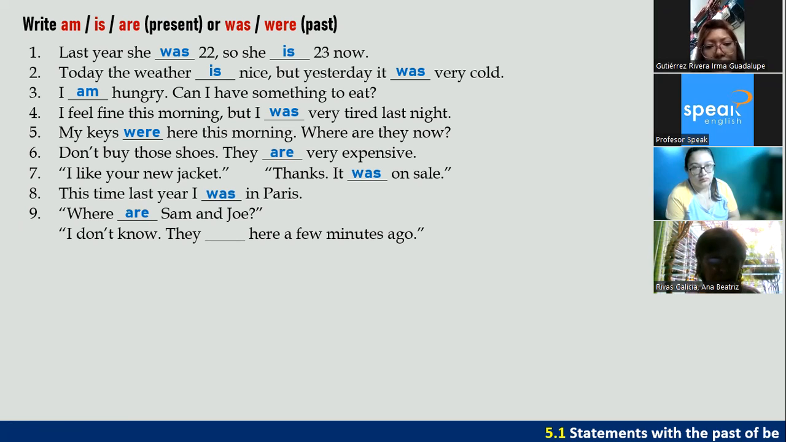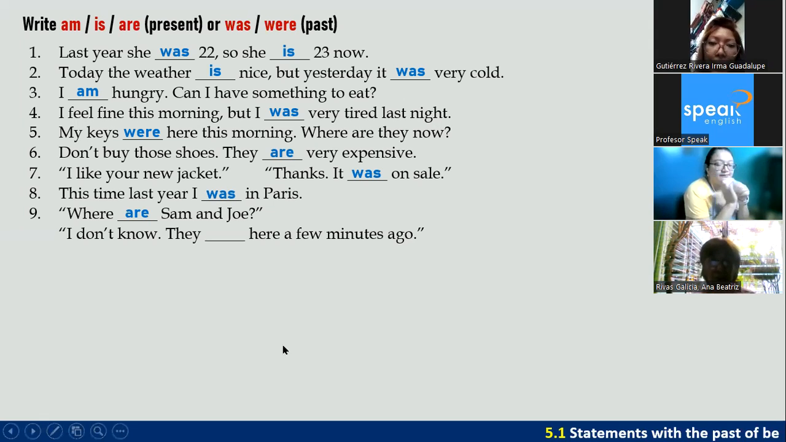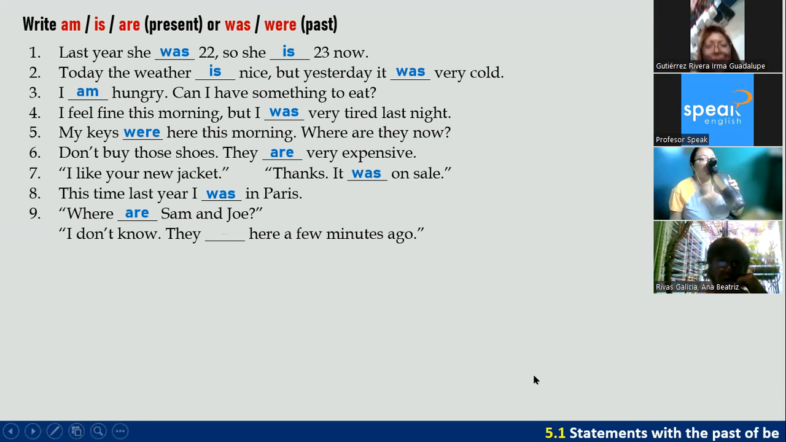I don't know. They are here a few minutes ago. Ago. Are or where? They were. Muy bien, right? They were here a few minutes ago.